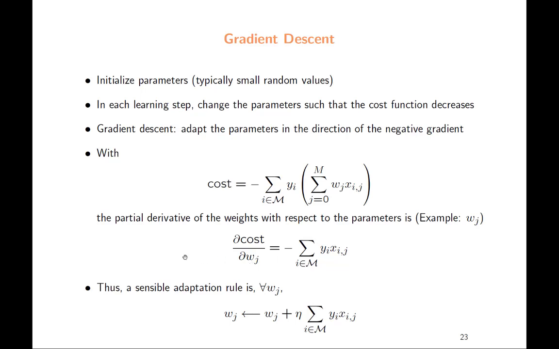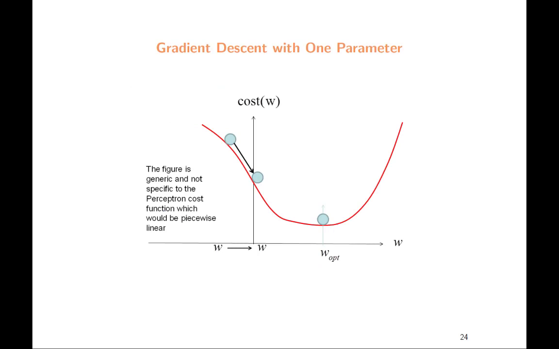So a sensible adaptation rule would be that for all wj's, the new w is the old one, plus some small number, eta, so 0.1 or so, that's called the learning rate, times this expression. And since this is already negative, it becomes positive here, because we want to go in the direction of the negative gradient. Yeah, so this is what we already discussed.